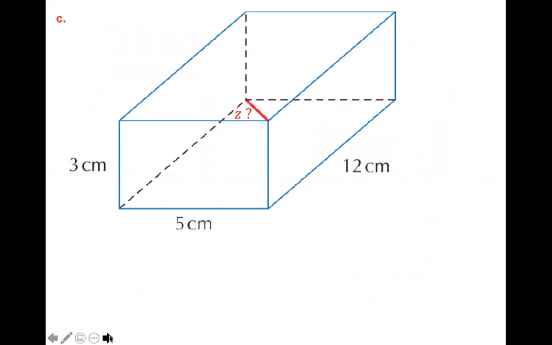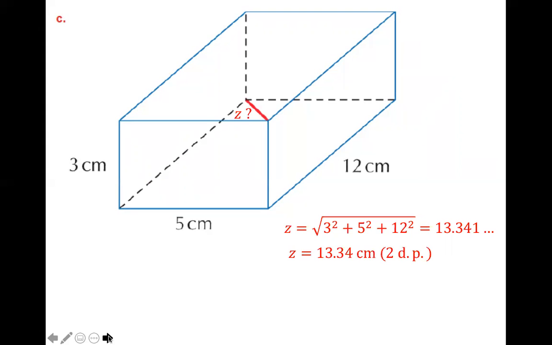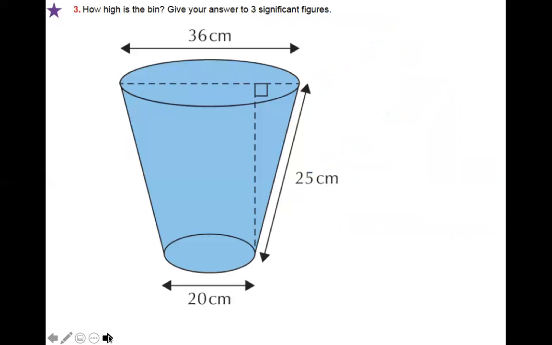And I think this was the last one. Find Z, space diagonal, square root of 3 square plus 5 square plus 12 square. And that is 13.34 centimeter to 2 decimal place. So yeah, this is what the guy was doing.